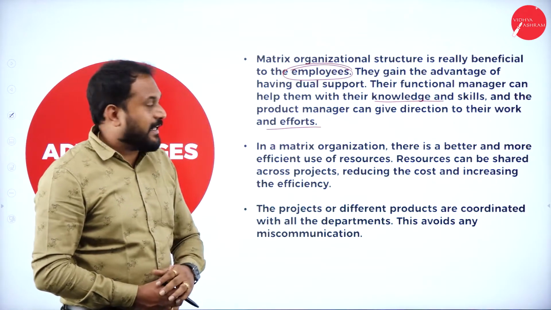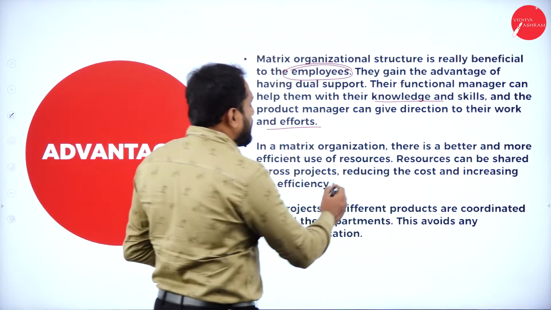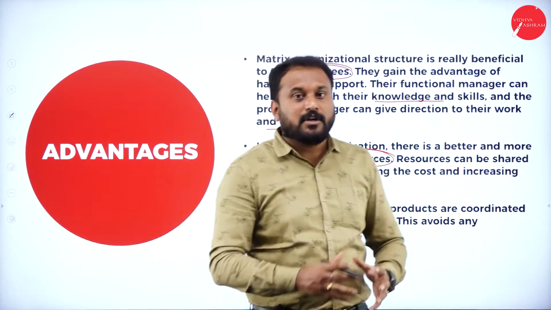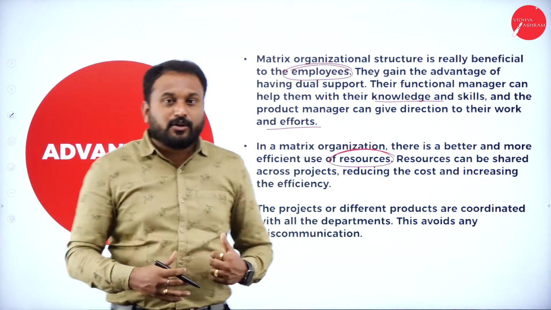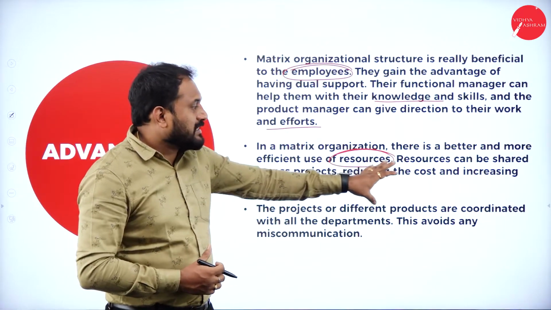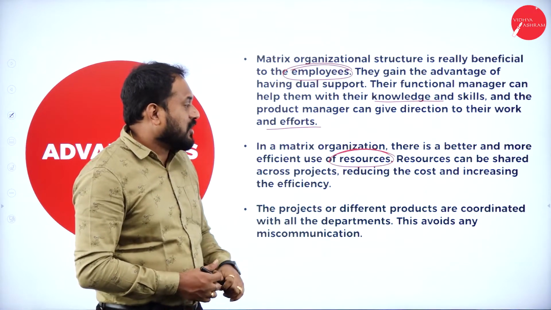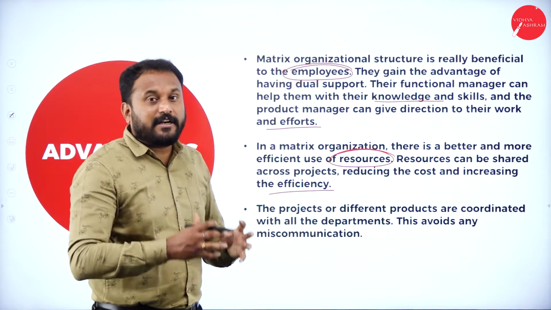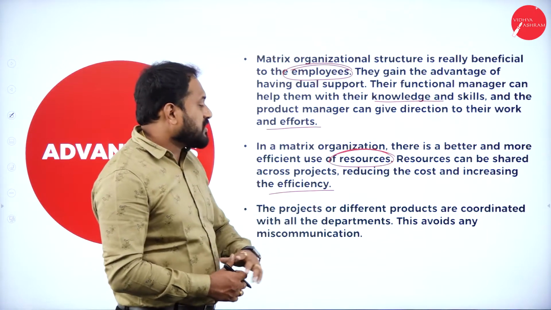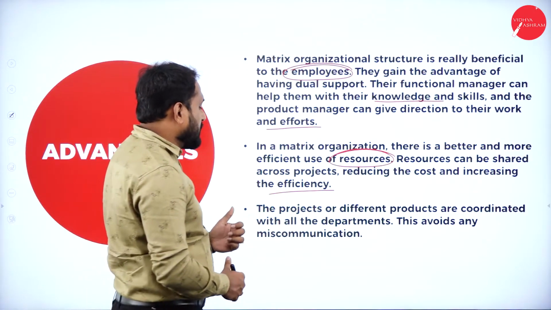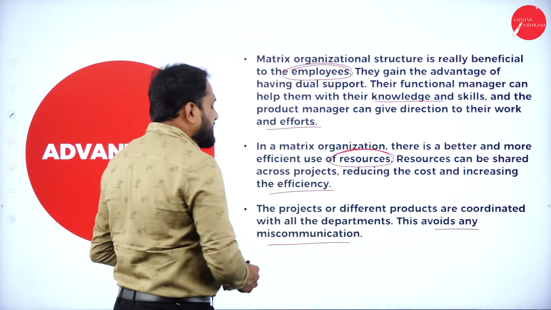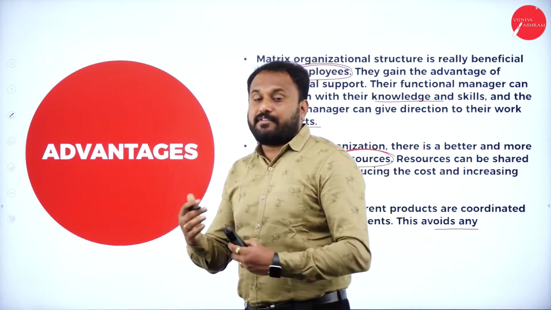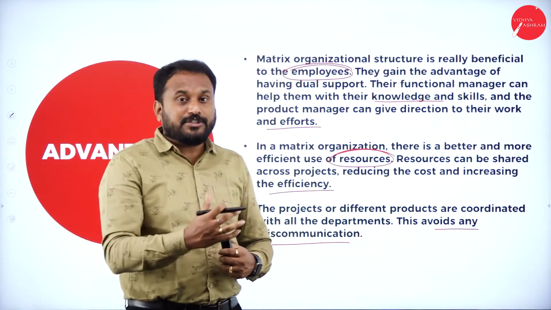Second is, in a matrix organization, there is a better and more efficient use of resources. You will go with optimum utilization of resources because both the managers are very keen about what the outcome will be. So you will actually go with more usage of your resources. Resources can be shared across projects, reducing the cost and increasing the efficiency. You'll always save money in a matrix organization, but it is too much expensive. The projects are different, products are coordinated with all the departments. This avoids any miscommunication. Now there is no miscommunication if both the managers are behaving homogeneously. But if something happens that is heterogeneous, then there is a problem.